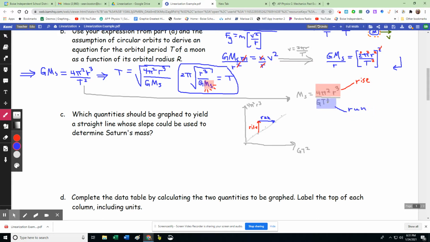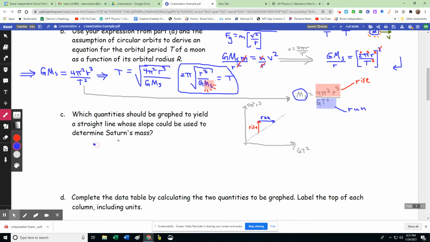And when we do this, this should produce a linearized graph that we could do a best fit line on, and we could just pick any 2 points along this graph, and the slope of this line is going to be our mass of Saturn right here. Okay? And so which quantity should be graphed to yield this?